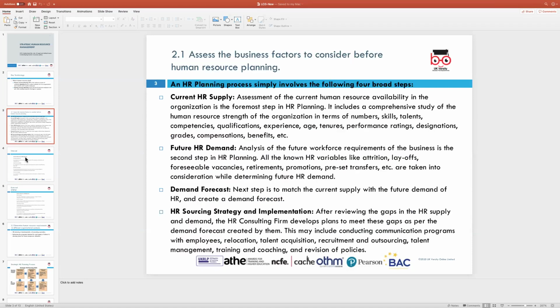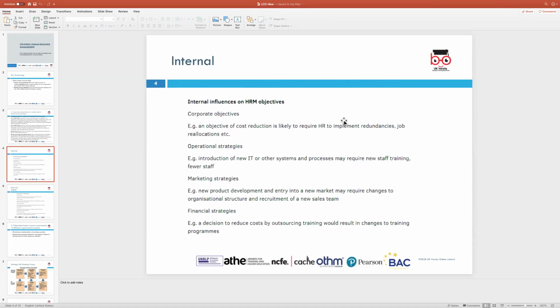Perfect. So, again, I was talking about the few internal influences on the strategic plans or the HR plans essentially. So internal influence might be the company changing its strategic objectives. So the corporate objectives might change. They might make some new changes to it, like I mentioned, last year there were so many people made redundant. So this example shows how HR might want to implement redundancies, or they might relocate jobs.